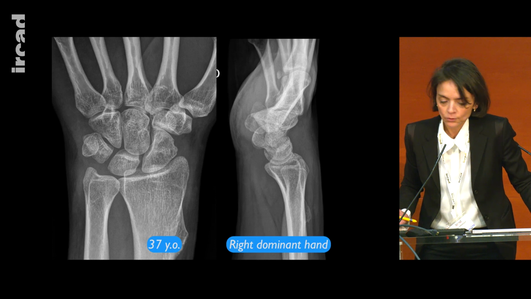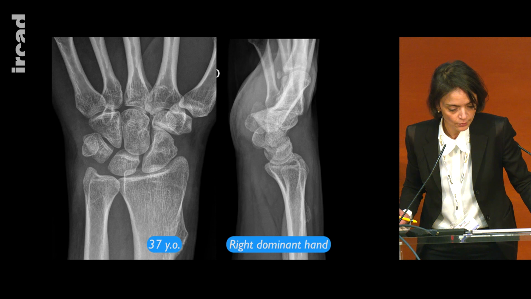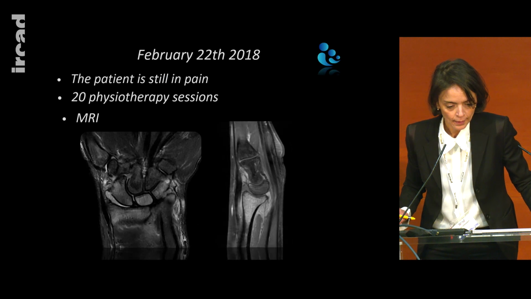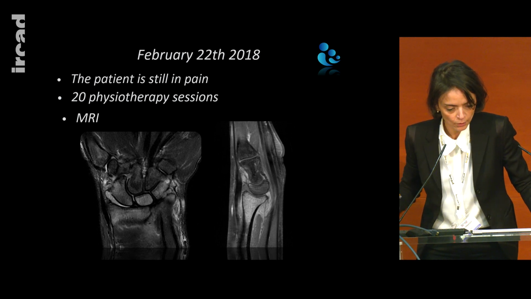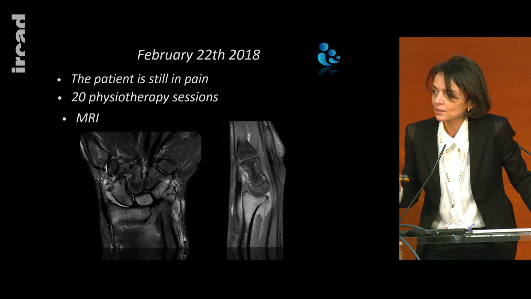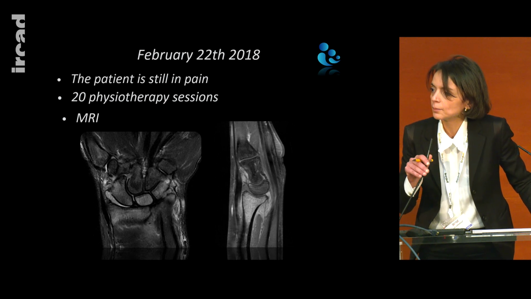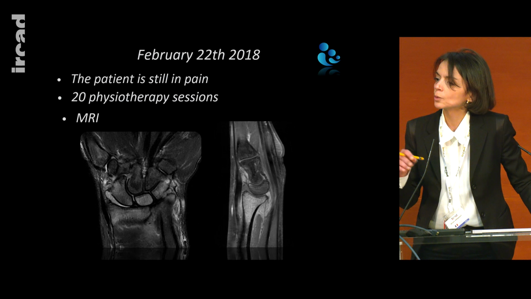Here is the first X-ray on the right dominant hand. And the patient is still in pain after some weeks. 20 physiotherapy sessions were ordered, and here is the MRI. One comment, please, from the students about the MRI. Who wants?